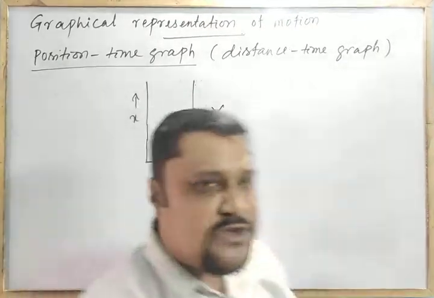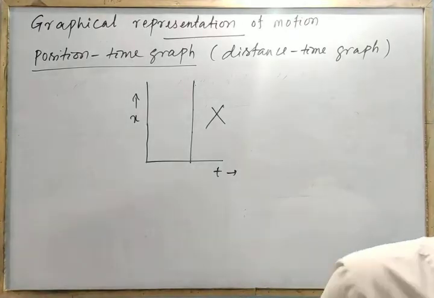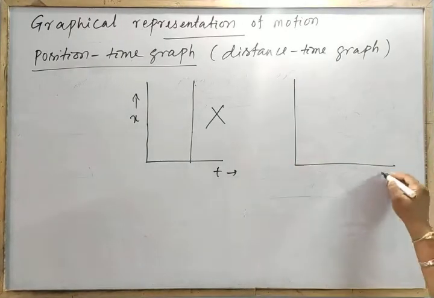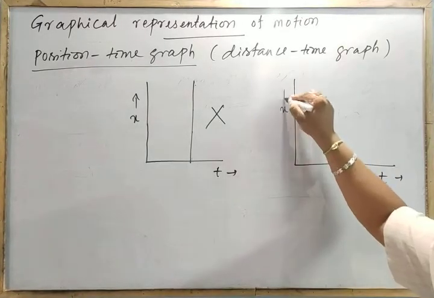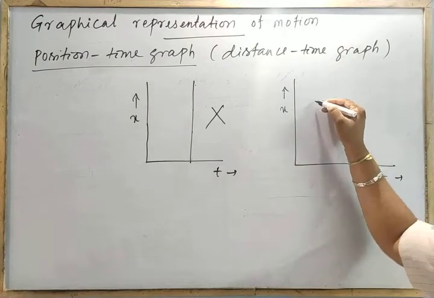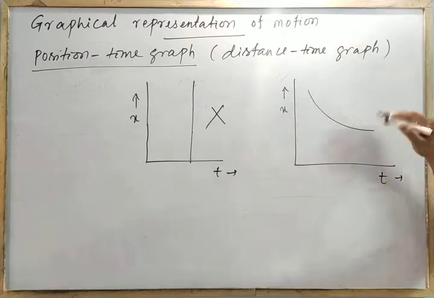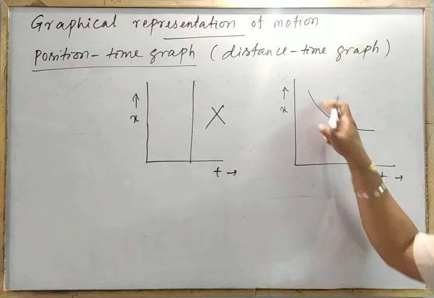You will never find the position time graph like this. Similarly, you will never show this type of position time graph or distance time graph. Means the distance is decreasing like this. You will never find it like this. This type of graph you will never find.